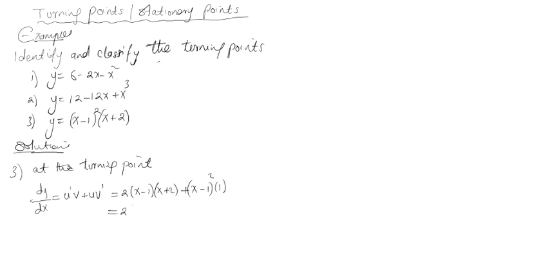Okay, let me do this. Let me factor out for the ease of equating it to 0. I want to factor out x minus 1, it's common. Then I'm left with 2 times this, which is 2x plus 4, and then plus x minus 1. So it is (x minus 1)(3x plus 3). This is supposed to be equal to 0 at the turning point.